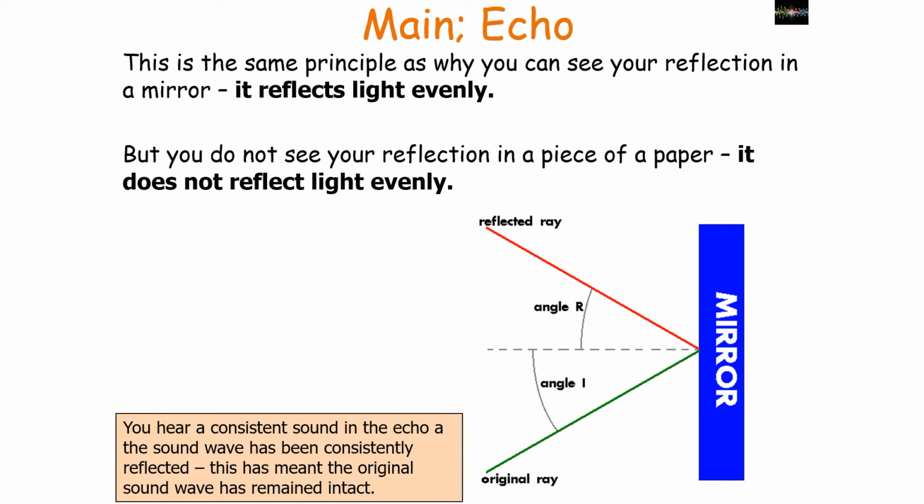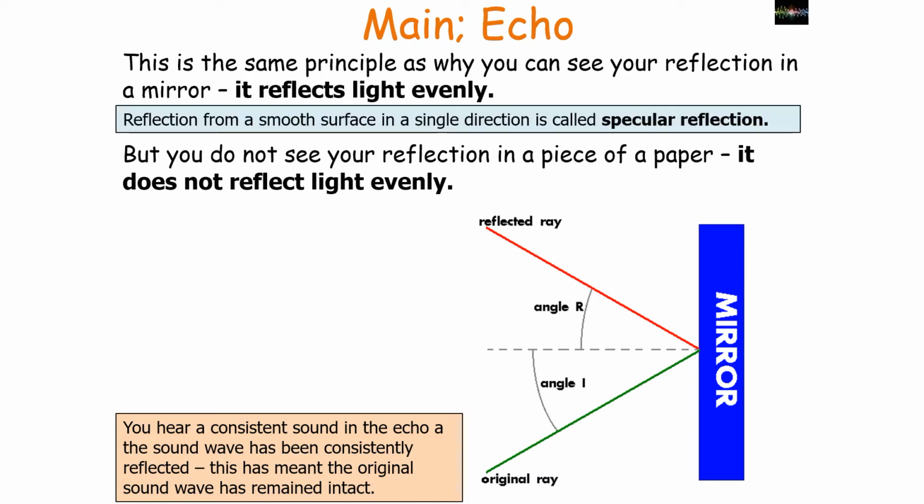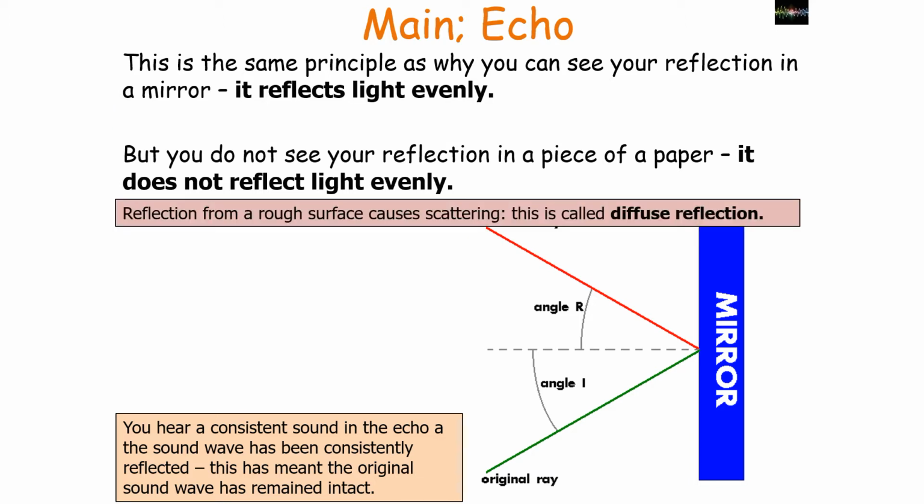This is the same principle as why you can see your reflection in a mirror. It reflects light evenly, but you do not see your reflection in a piece of paper because it doesn't reflect the light evenly. Just to clarify, reflection from a smooth surface in a single direction, such as an echo or when light hits a mirror, is called specular reflection. However, reflection off a non-smooth, rough surface causes scattering and leads to diffuse reflection, such as when light hits a piece of paper, or a sound wave hits a wall which is not flat.